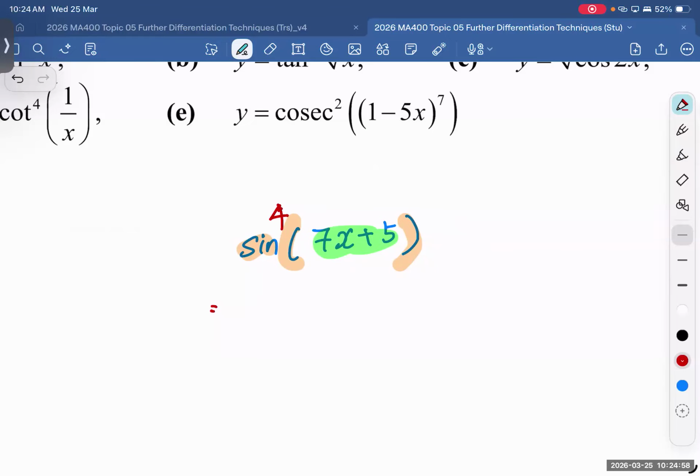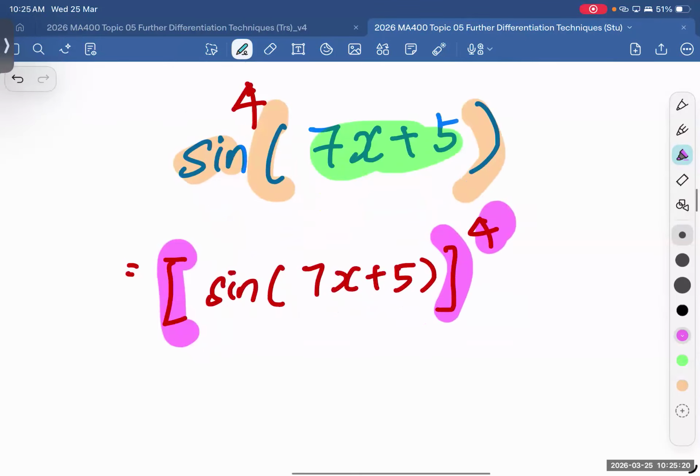You remember the idea of chain rule is to differentiate from outside to inside, just like I peel an onion. You peel an onion, or peel a durian, what happens? Peel and peel and peel, right? So I look at this like sine 7x plus 5 to the power of 4. Can you see this? This is so beautiful. Power 4 is the first layer.